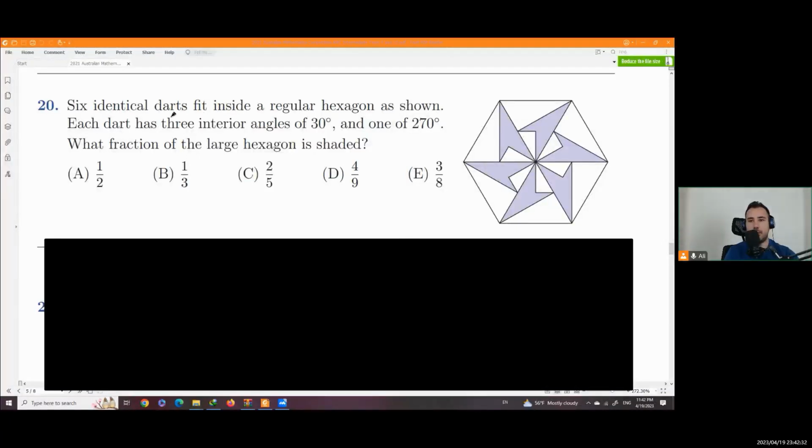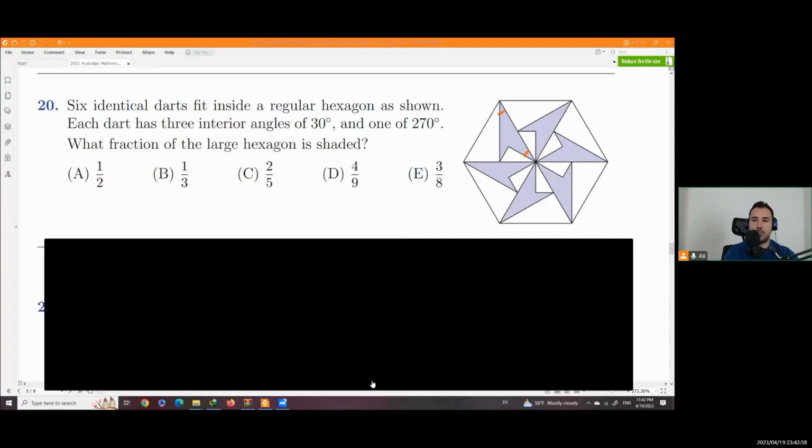Okay, let's go and do this question 20 together. 6 identical darts fit inside a regular hexagon as shown. Each dart has 3 interior angles of 30. These three are 30, and the one of 270 would be from here all the way to here. What fraction of the large hexagon is shaded?